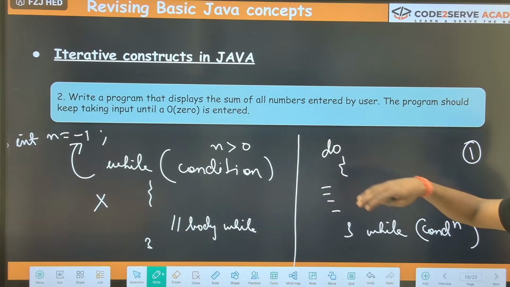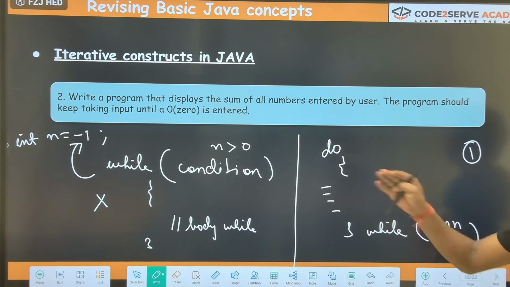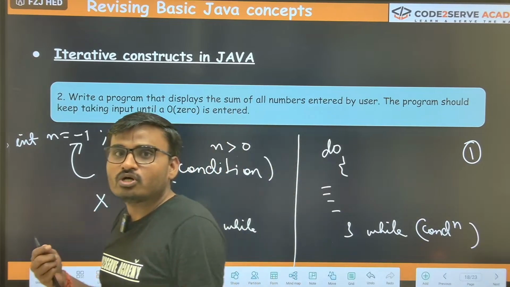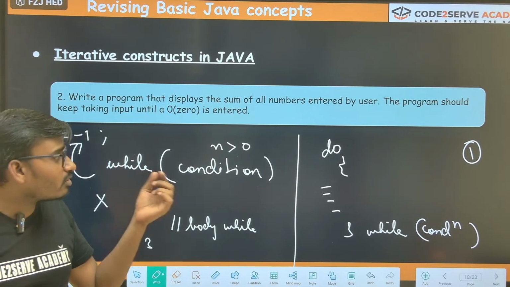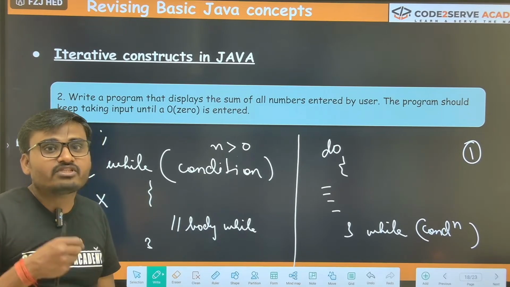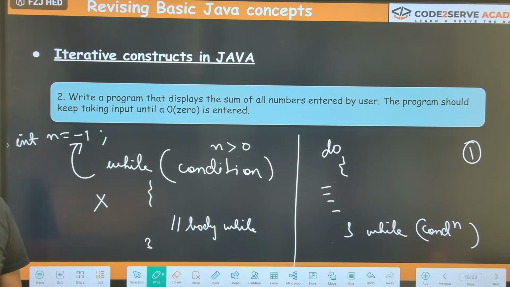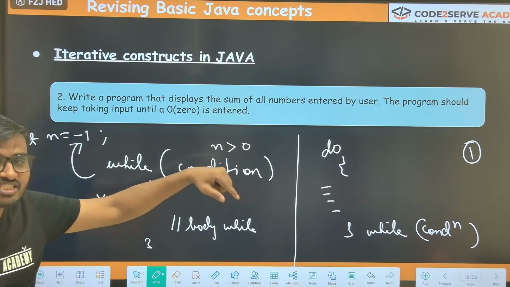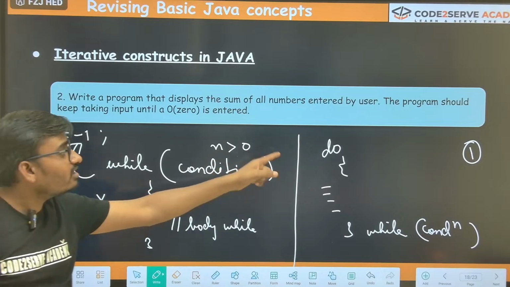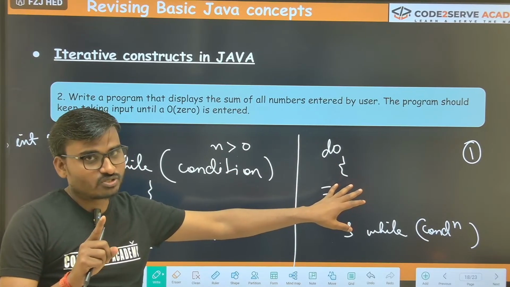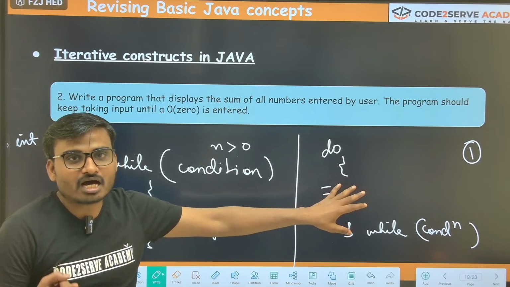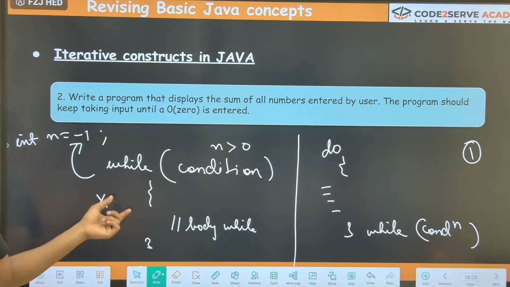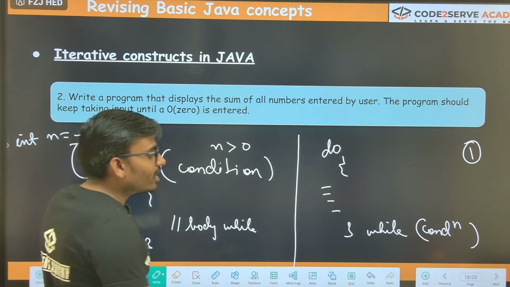So here you have to decide which loop to take for this type of question. You don't know whether the user will enter 0 as the first input. If you write do while and the first number the user inputs is 0, then your program will run at least once. But that shouldn't be allowed. So in that case, you are not going to use do while, instead you are going to use while. All right, so let's quickly solve this.